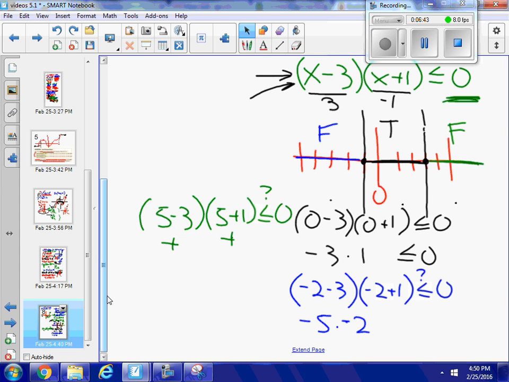So what I have just done is I have now determined the domain of this function. And the domain of this function is negative 1 to positive 3. It's with brackets. It's included because it says less than or equal to 0. So that is the domain of my function.